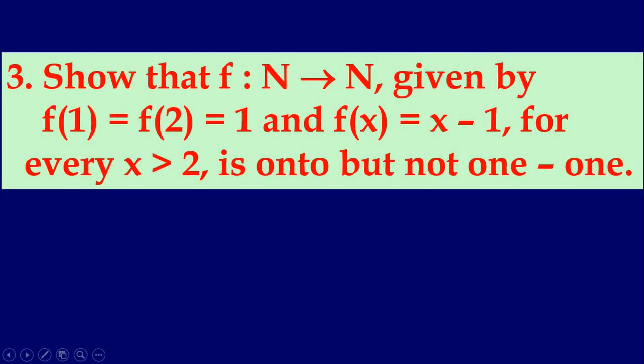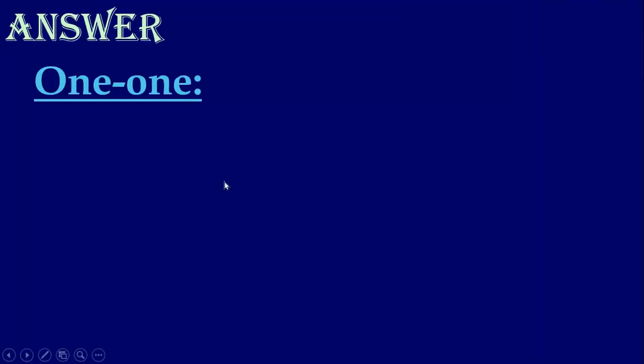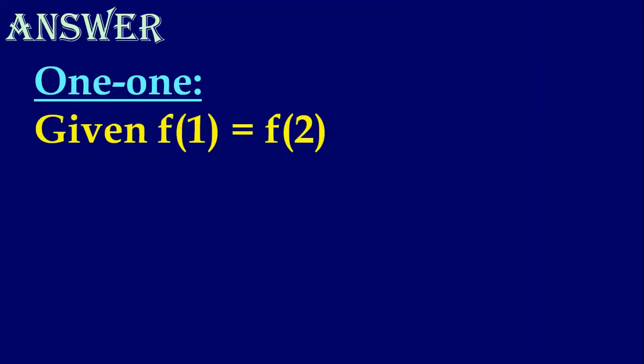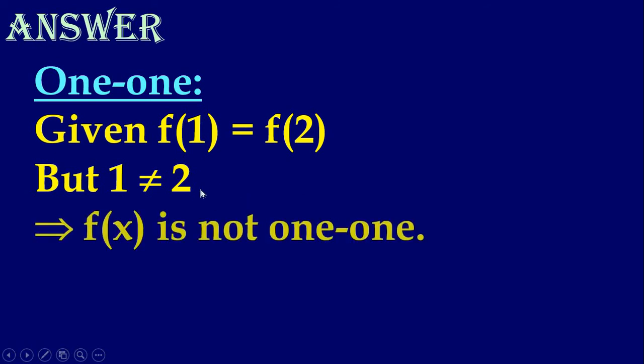So next problem: show that the function f from N to N given by f(1) = f(2) = 1 and f(x) = x - 1 for every x greater than 2 is onto but not 1-1. You have to prove this function is not 1-1 but it is onto. First, is it a 1-1 function? Here it is given f(1) = f(2), but here 1 and 2 are not equal. Since it is of the form f(x1) = f(x2), but here x1 is not equal to x2, 1 is not equal to 2, therefore this function is not 1-1.